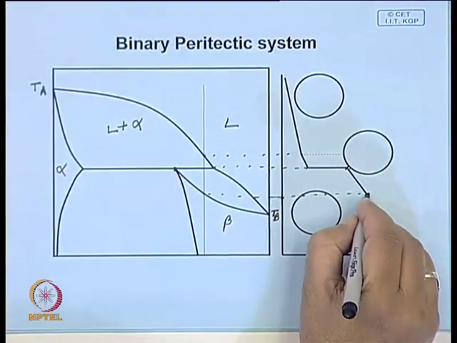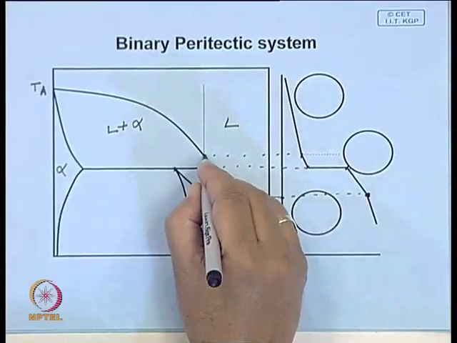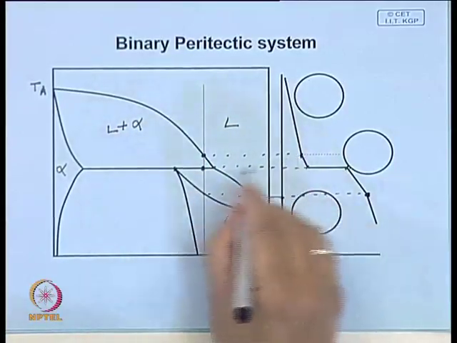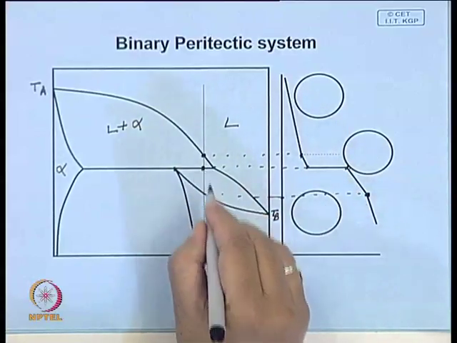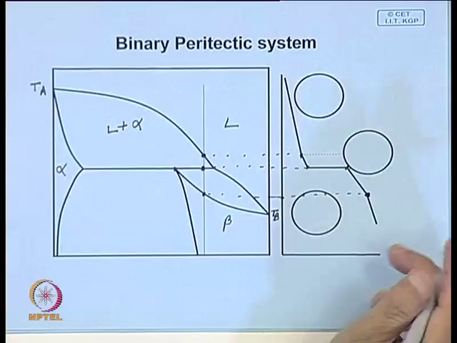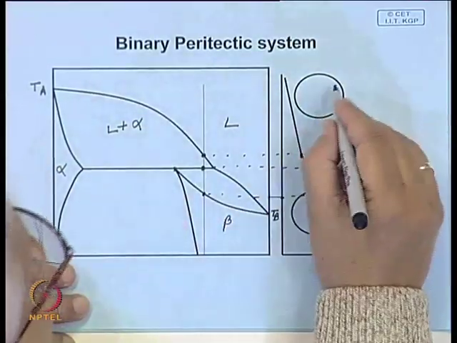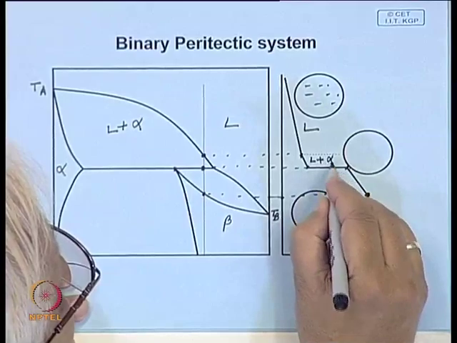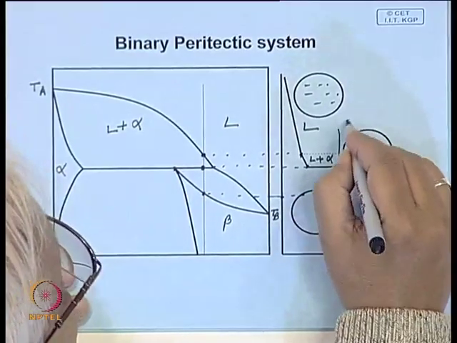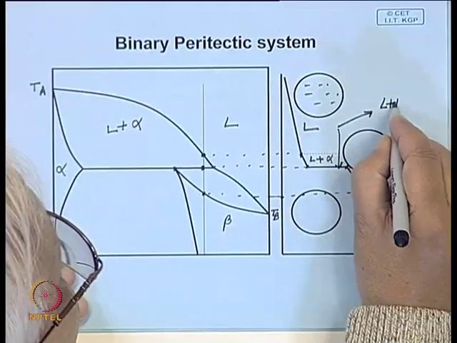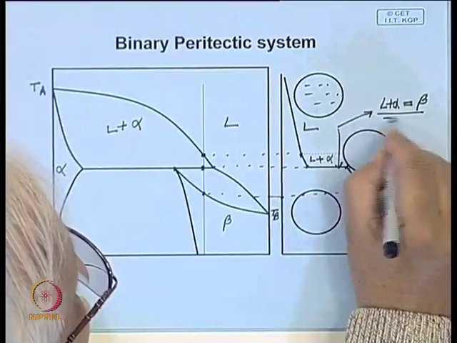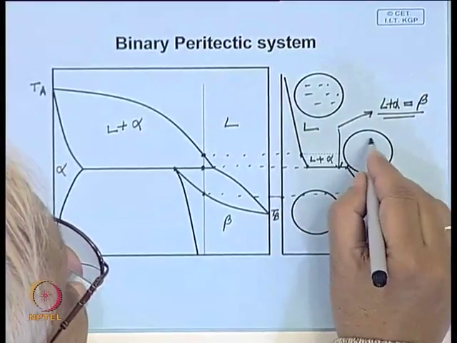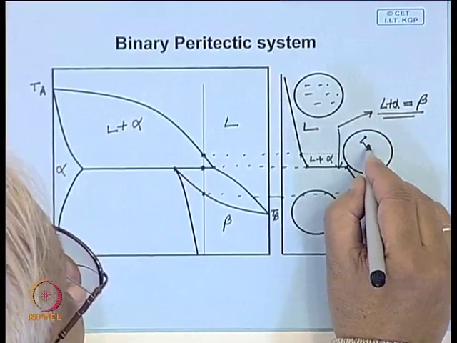So, you will get these 4 points from the cooling curve: 1, this is the start, this is the end, and this is the third temperature. Now, here you have liquid, here you have liquid plus alpha. And at this particular line, you have liquid plus alpha reacting and forming beta. Now, here whatever alpha is there, say this is alpha.